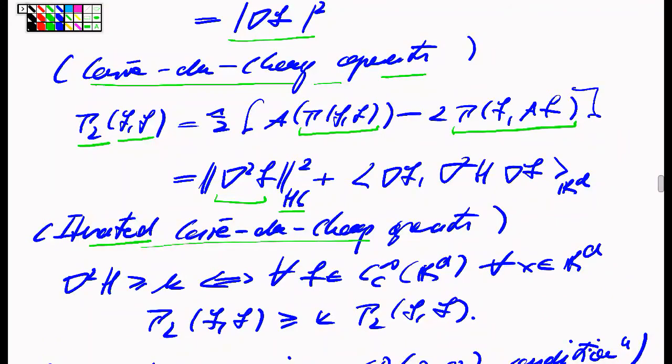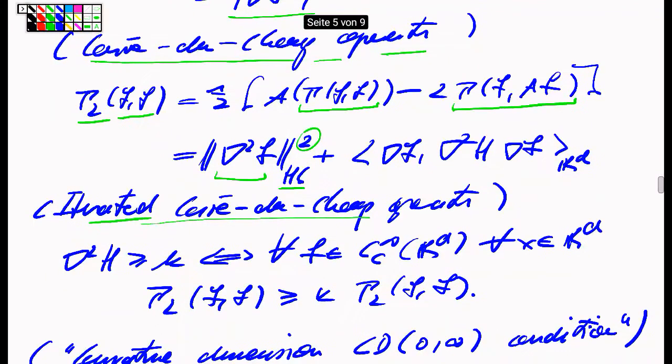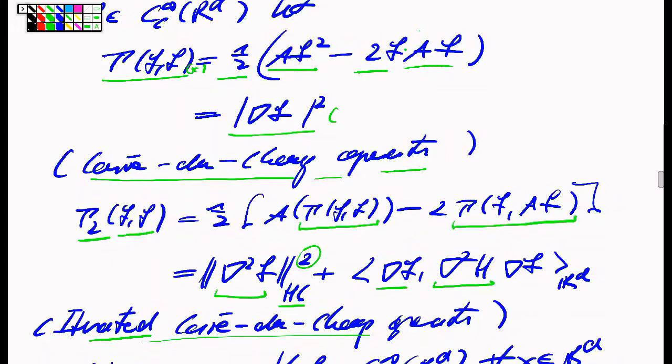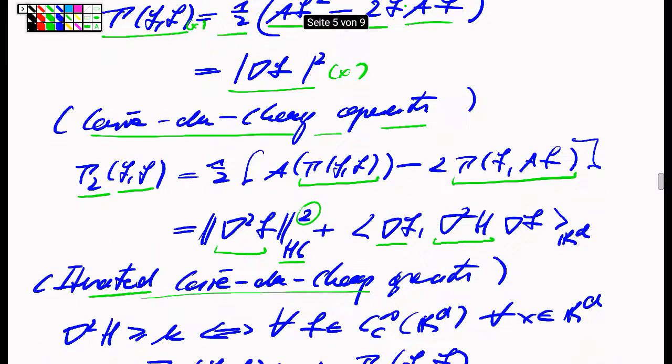So it's just the sum of squares, the Hilbert-Schmidt norm squared, so the sum of all second order derivatives squared, plus the gradient of f evaluated in the quadratic form at x, given by the Hessian of the function h, of the Hamiltonian. So that's a pointwise evaluation. I should emphasize that this thing here is evaluated at any point. Therefore, this returns a function.